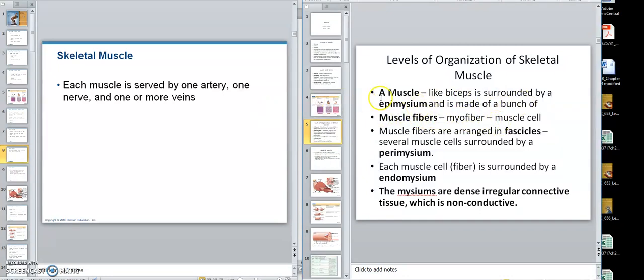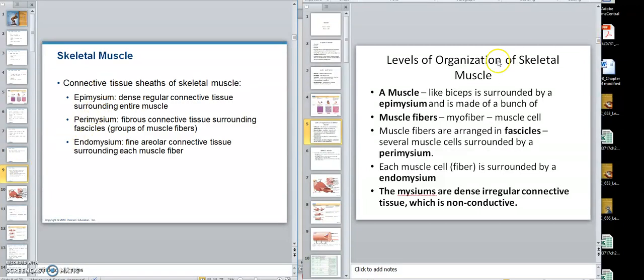When I say each muscle is served by one artery, one nerve, and one or more veins, that means your biceps would have one artery, one nerve, and one or more veins. Now they're going to splay out. The artery comes as one artery but breaks into smaller divisions to go all up and down your biceps or your quads. One nerve, it also will splay out, and one or more veins, they will splay out, but it will only be one going to it. They're going to branch out, if you understand what I'm saying.